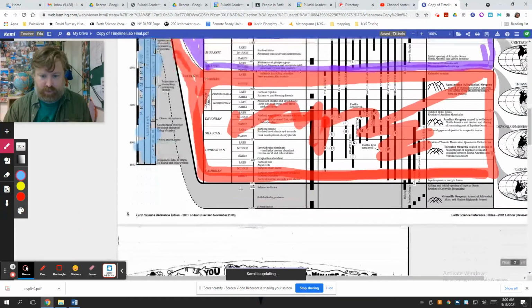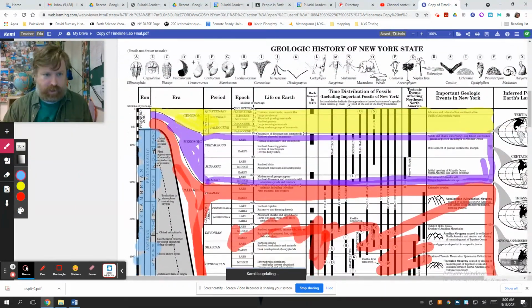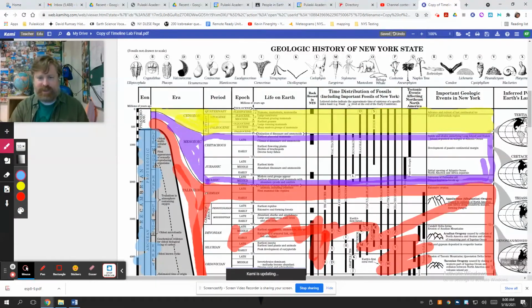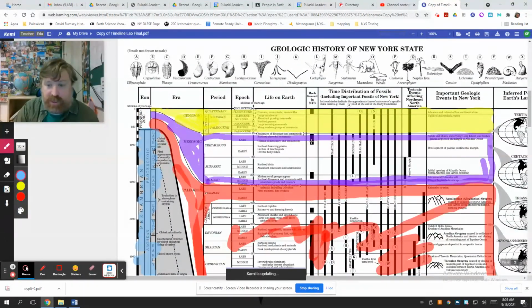The Paleozoic with these critters, the Mesozoic. This is strange. This is on the bottom of the normal reference table. I don't know why it's on top, but I won't argue. Mesozoic with dinosaurs, Cenozoic, age of mammals.